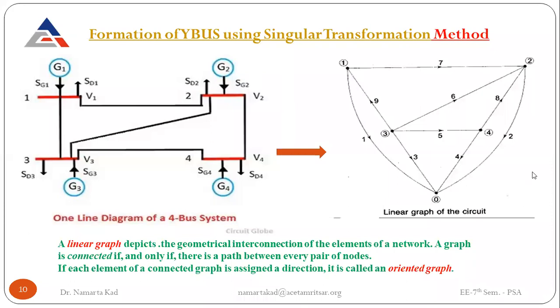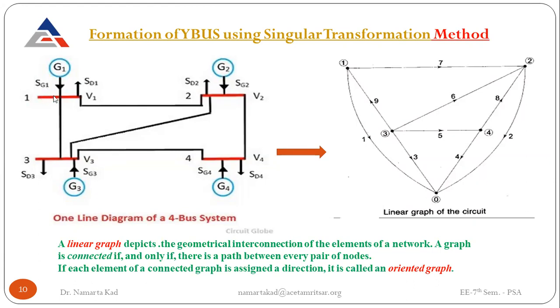And now we are going to start with the formation of the Y-bus matrix using the singular transformation method. Here again we are taking the same example of a 4-bus system, in which each bus is connected with the other, but there is no connection between bus 1 and bus 2. The generators are connected to each bus, and demand is also taken from each bus. SD represents the demand power and SG represents the generated power.